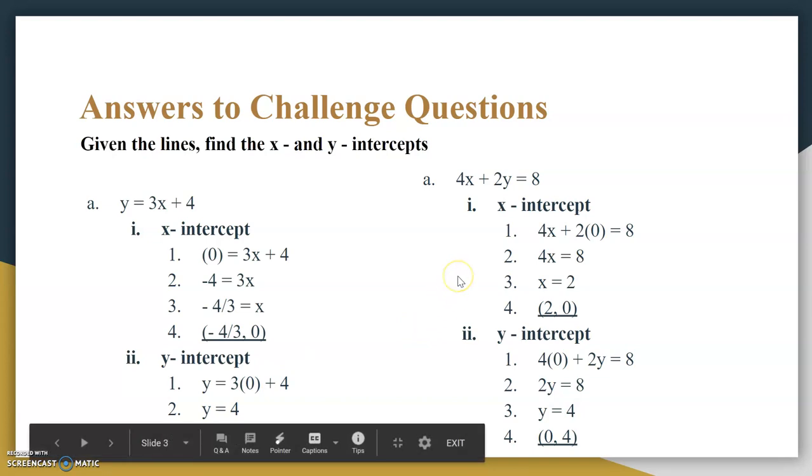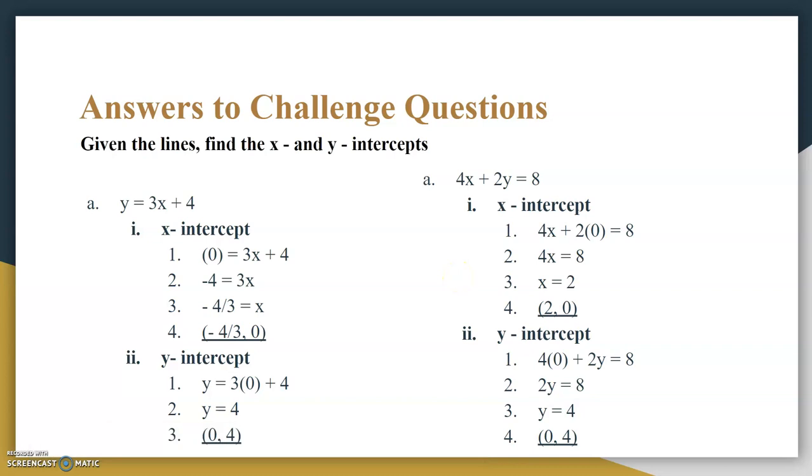Now let's look at this problem. 4x plus 2y is equal to 8. First, let's find the x-intercept. 4x plus 2 times 0 is equal to 8. Any number times 0 is always equal to 0, so that immediately eliminates that part of the equation. We are left with 4x equals 8. Let's divide both sides to get x by itself. X is equal to 2. Therefore, 2, 0 is our x-intercept.